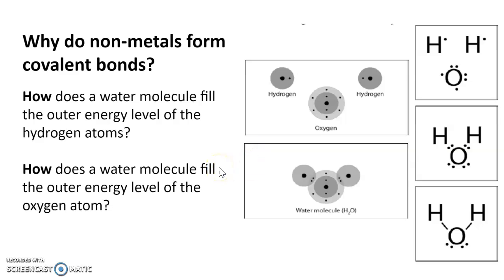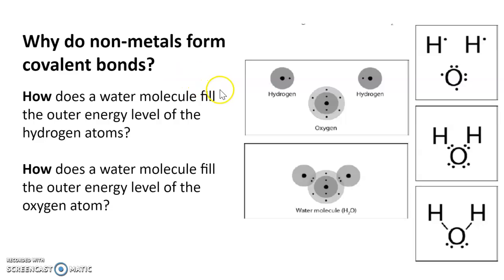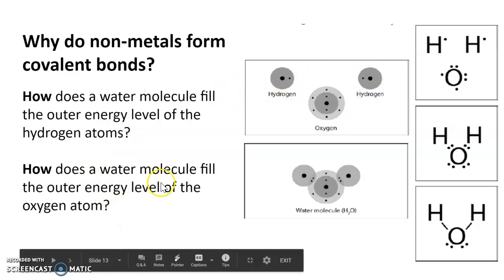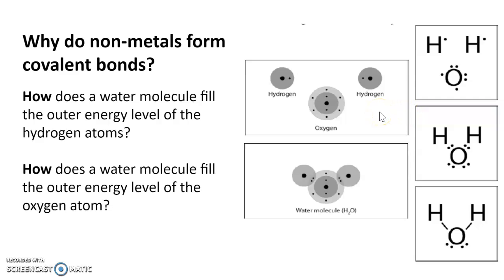So let's look at a little bit more complicated example, but this is also one that's kind of familiar to us. So we have water, H2O, and we want to think about how a water molecule fills the outer energy level of the hydrogen atoms. There's 2 hydrogens, 1, 2, and then how does a water molecule fill the outer energy level of the oxygen atom? If we look at this, we can see that oxygen has 6 electrons and it wants to have 8. Hydrogen has 1 electron each and it wants to have 2.